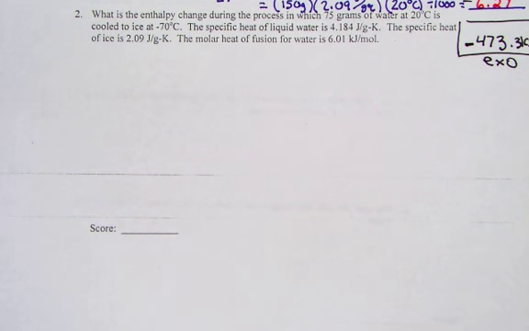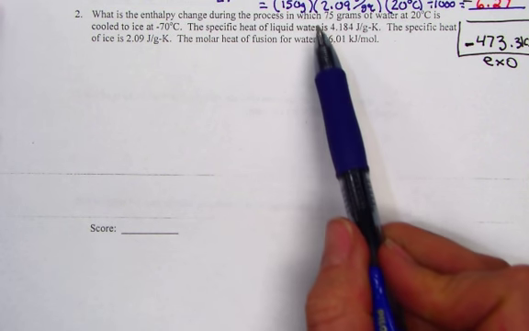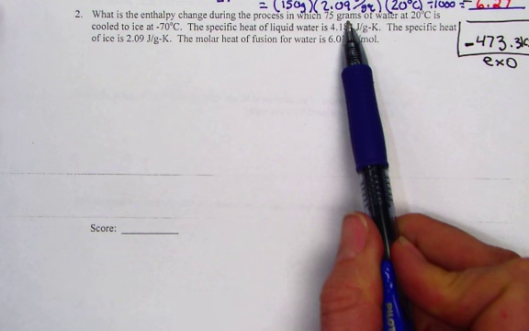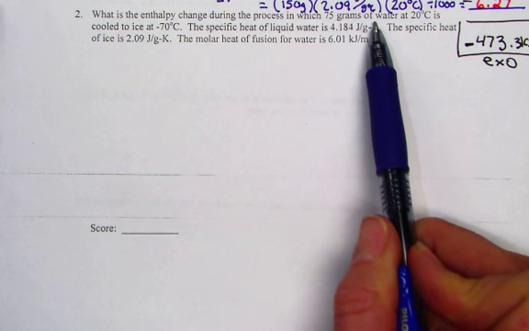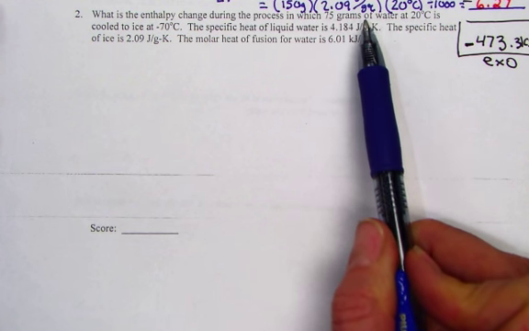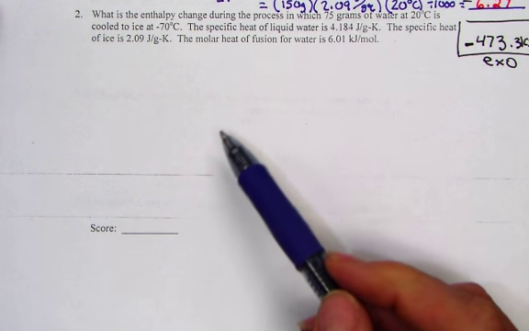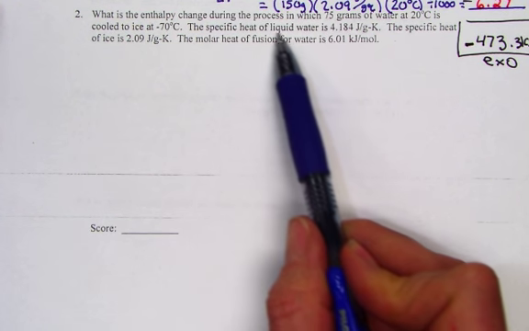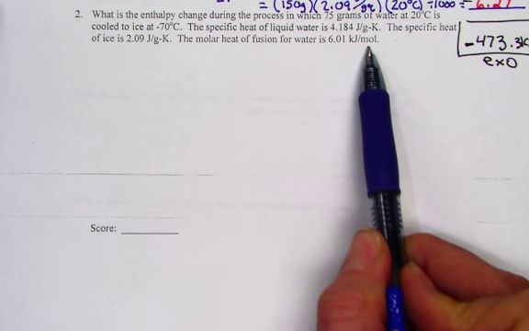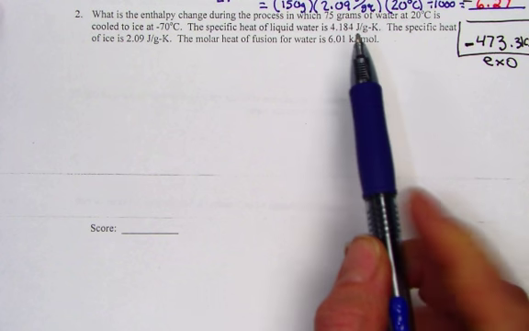The second question of our Objective 4, dealing with phase changes. What is the enthalpy change during the process in which 75 grams of water at 20 degrees Celsius is cooled to ice at negative 70 degrees Celsius? The rest of the question is giving us the constants we need for those line segments.